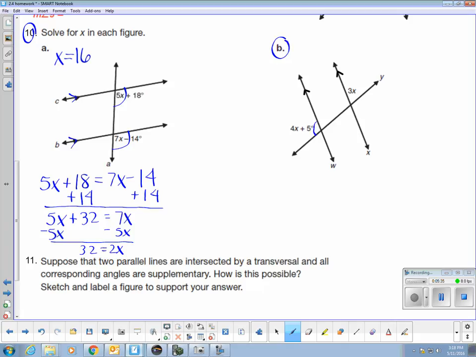The relationship between these two angles is that they are supplementary. Those two angles are same side exterior angles, and same side exterior angles always add up to 180 degrees. So, therefore, x plus 5 together with 3x equal 180 degrees.